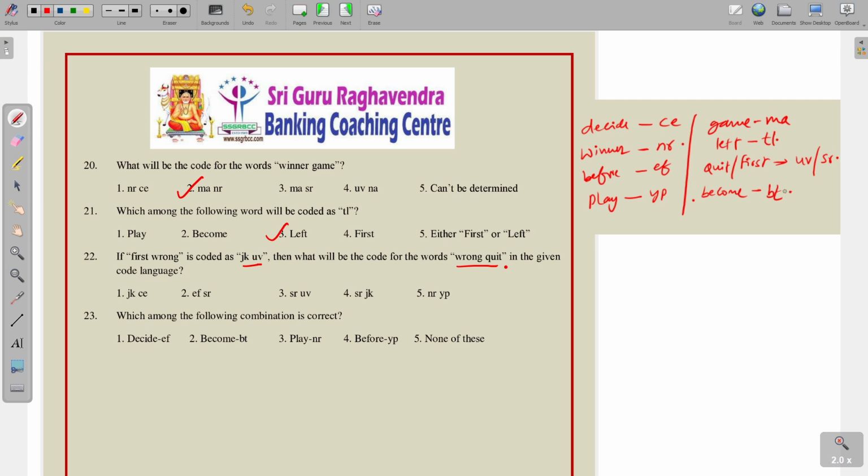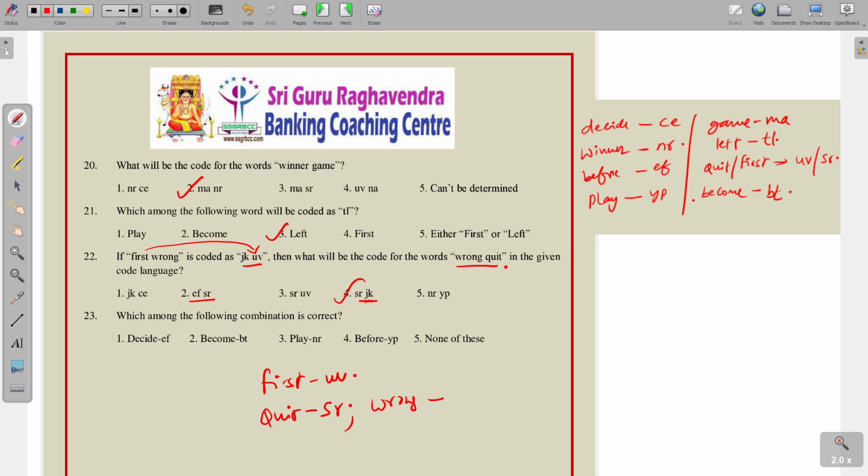Either quit or first is coded as UV or SR. Here, first wrong is coded as JK and UV. It means first is coded as UV. Then what about quit? Quit is coded as SR. If quit is coded as SR, what is wrong? We don't know the code of wrong. See, SR, where is SR? SR is here. EF we already have as before and tells. So SR UV. UV we already have as first. So SR JK, there is no JK code. So what is the answer? Option 4.